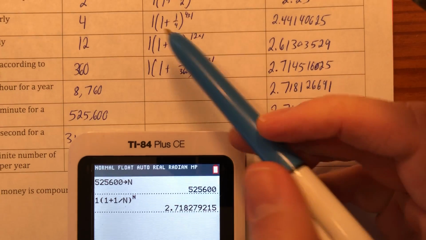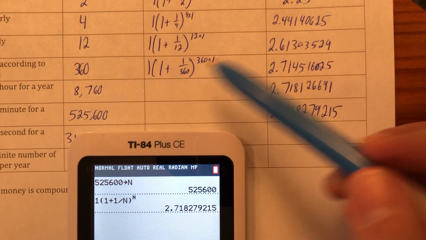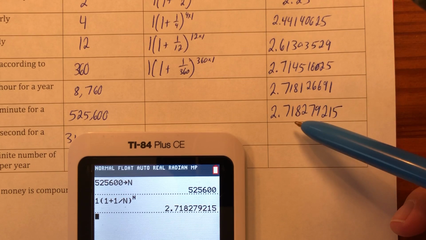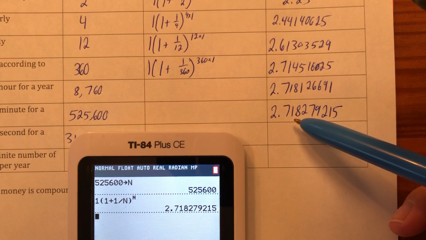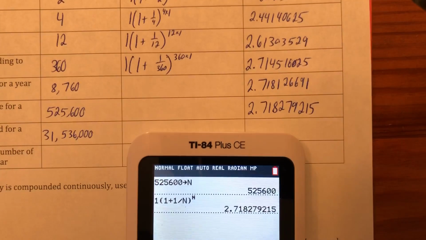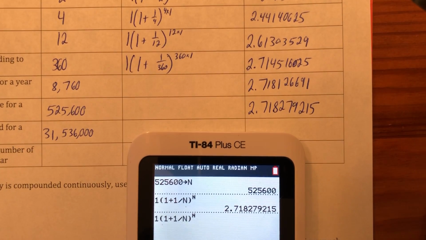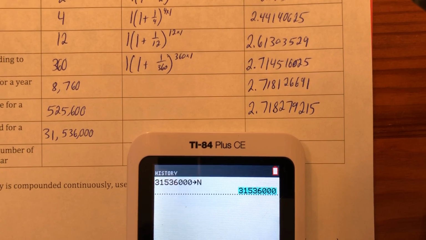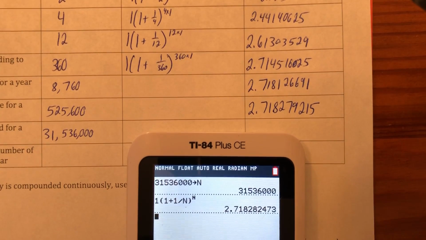Okay, so now let's start answering the question. As the number of times that interest is compounded increases, does the amount increase? Yes. Does it tend towards infinity? Looks like we're getting kind of around $2.71 or 72 cents. So I'm not feeling it. I'm not thinking we are. So let's clear this out. 31,536,000 stores as N. We'll go up to that thing we typed right there. Press enter.